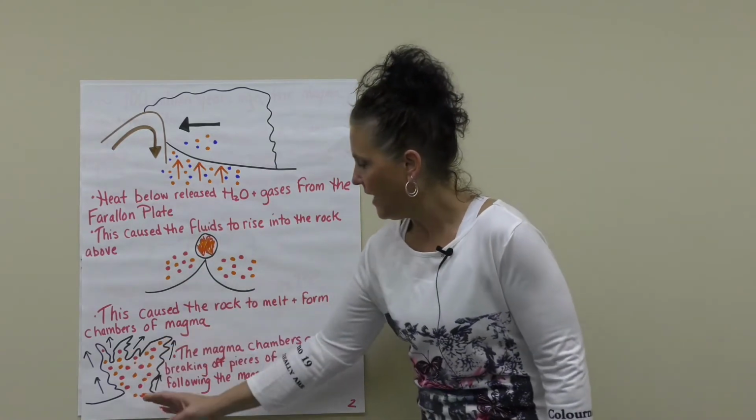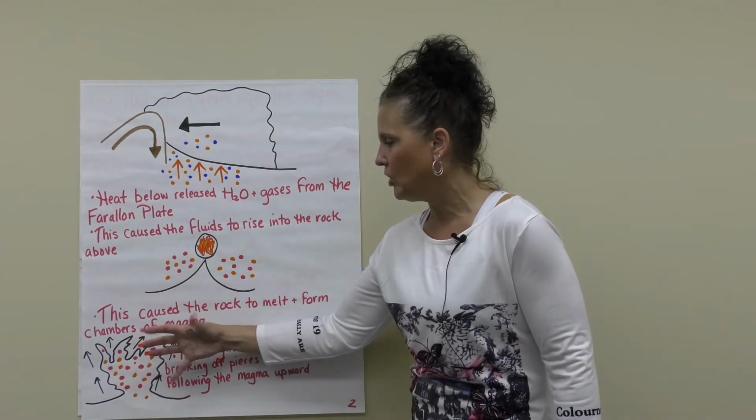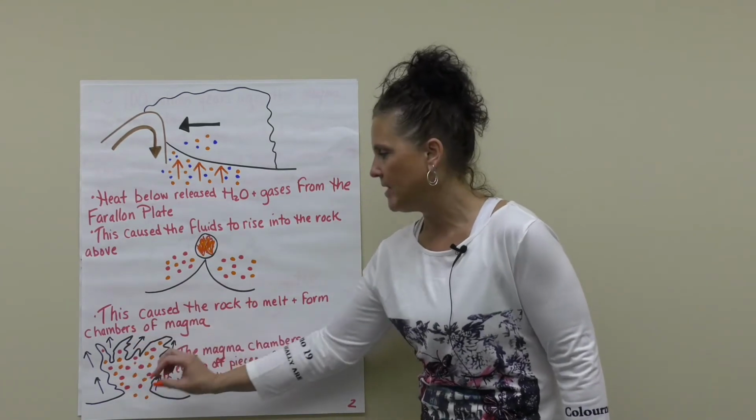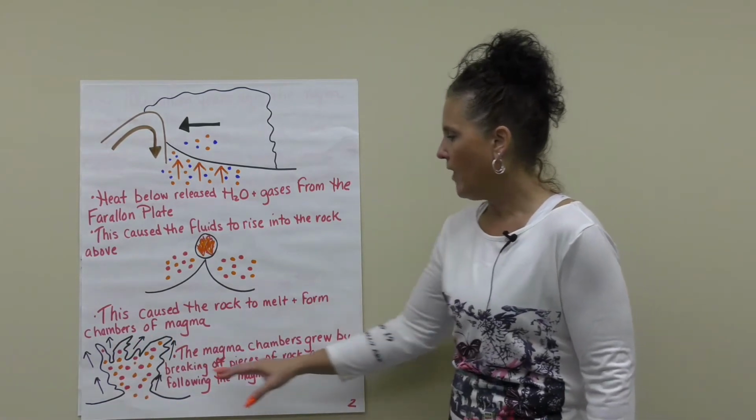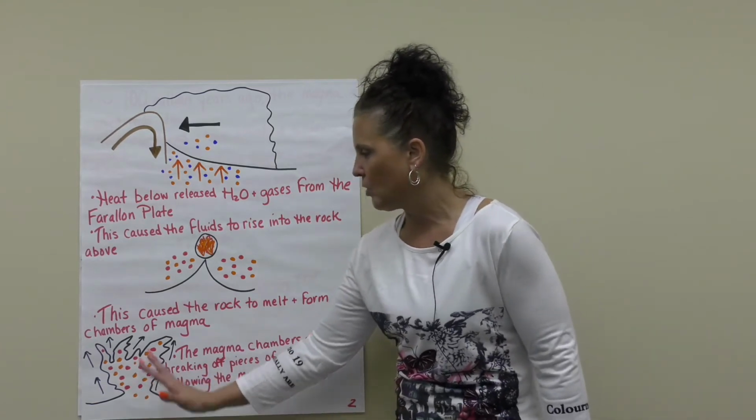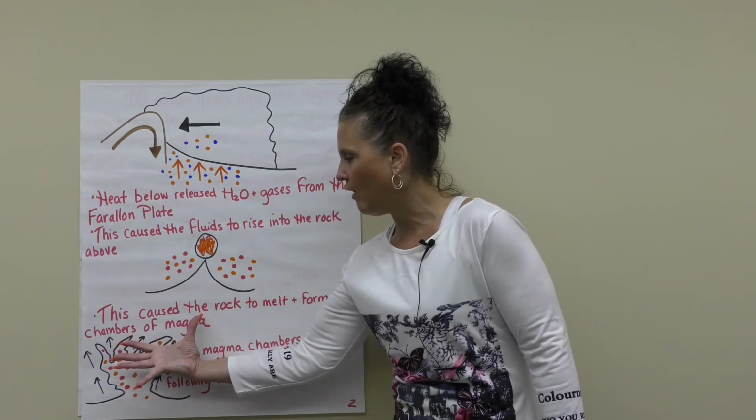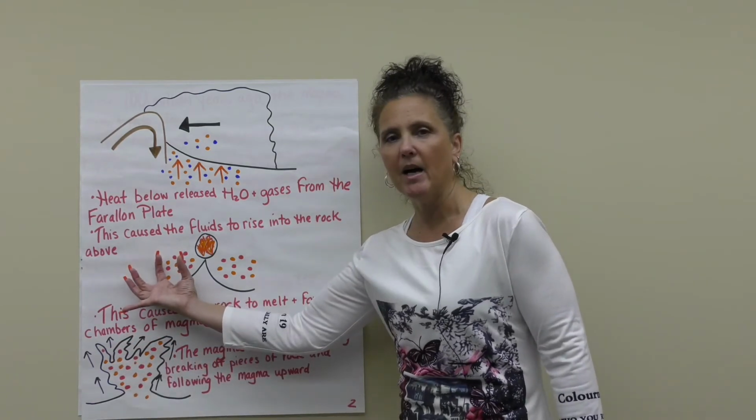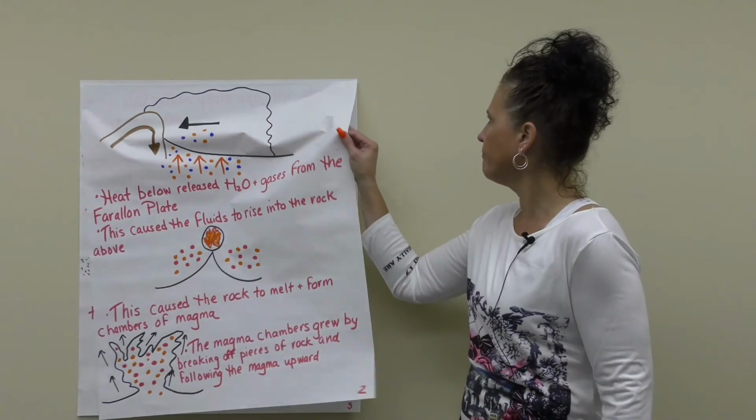Down here, as these increase and grow in magnitude, we have more and more and more magma. See how it broke open? It kind of stretched apart. So they grew, they broke off pieces of the rock, and followed the magma upward. It's sort of like a huge force coming from underneath that pushes that rock out of the way and forces that magma up there. That's where the heat and the gas are coming from.